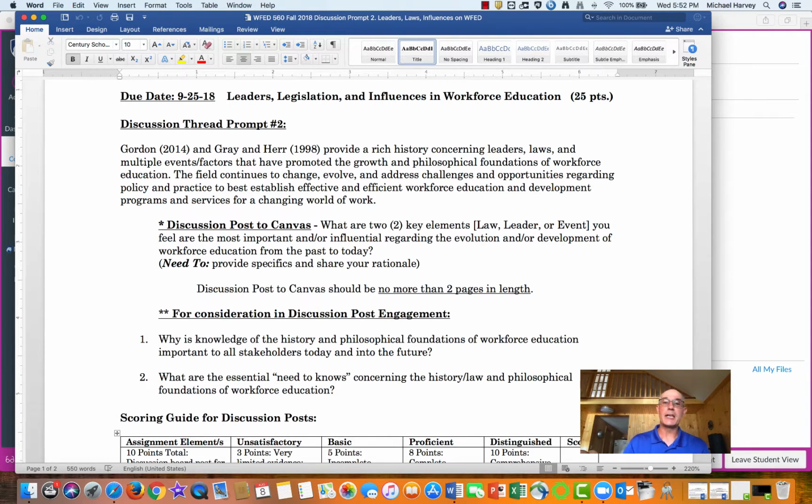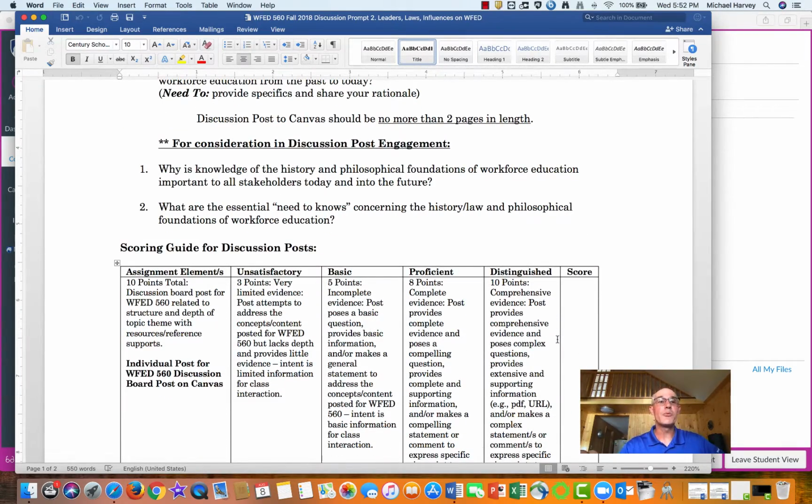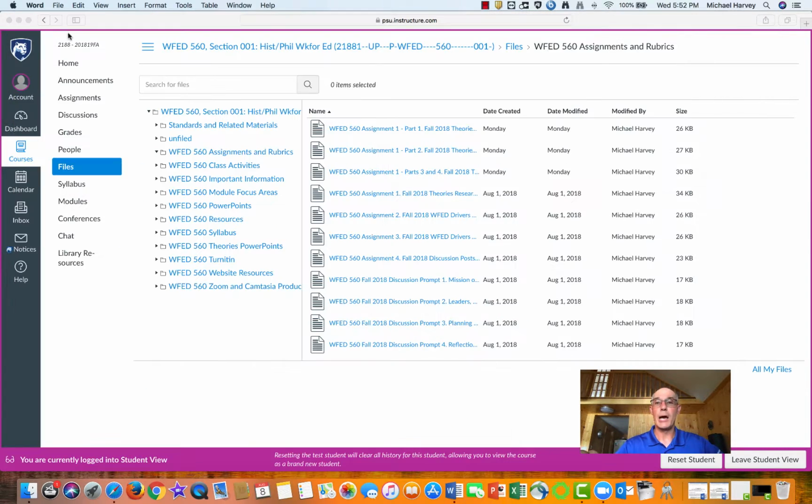And then speak to that in 2 pages. Be able to post that on the discussion board post, and then the 4 considerations for the engagement piece, the follow-up and shared information are outlined and shown here as well.